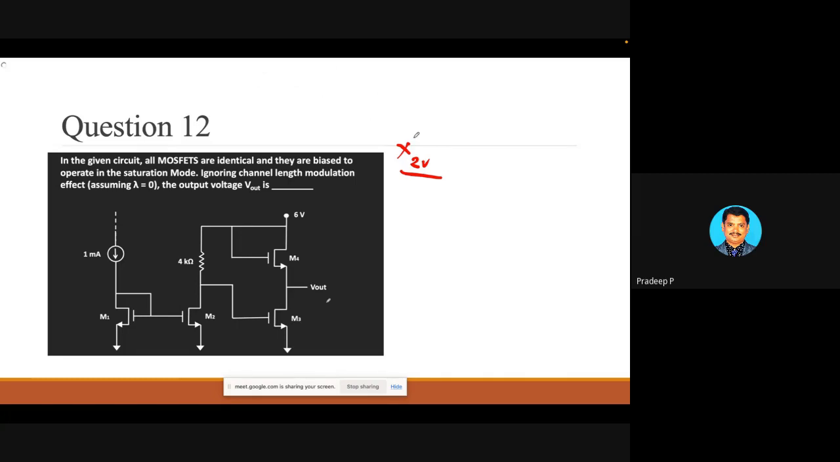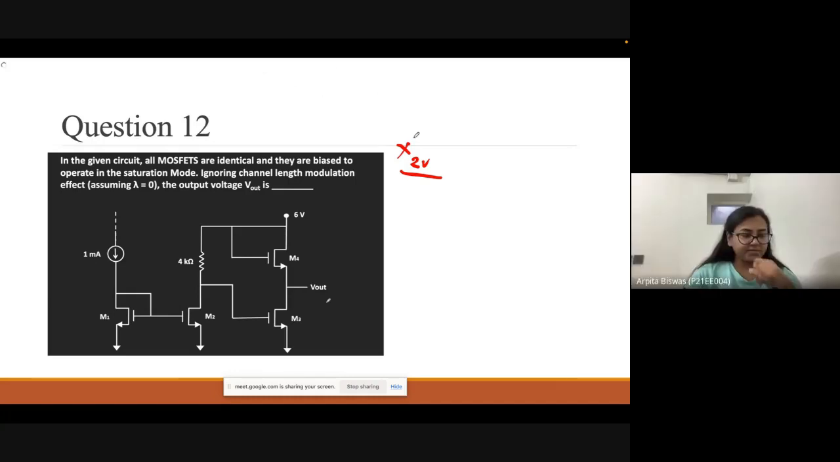4.8 volts. VDD minus the drop I have, diode connected load, threshold voltage. Okay, madam, we will check it. Check it again.